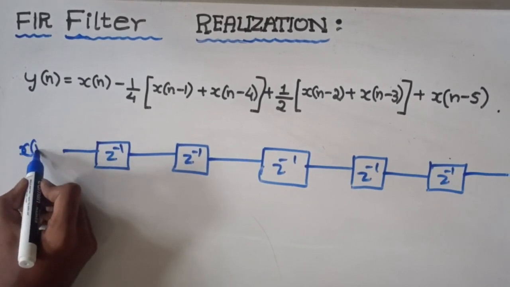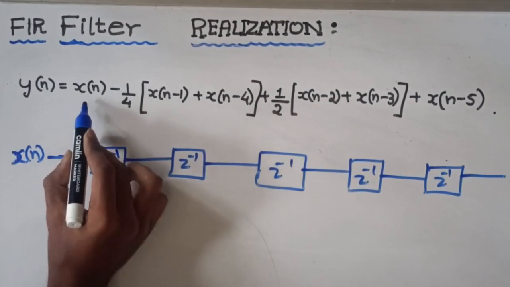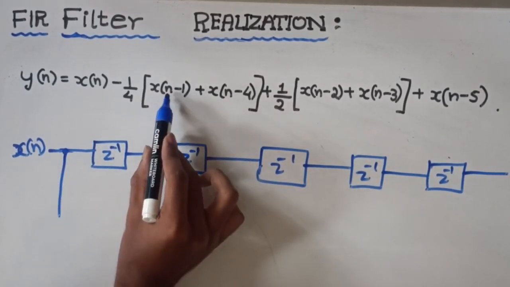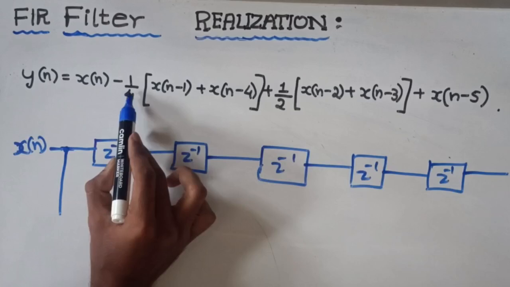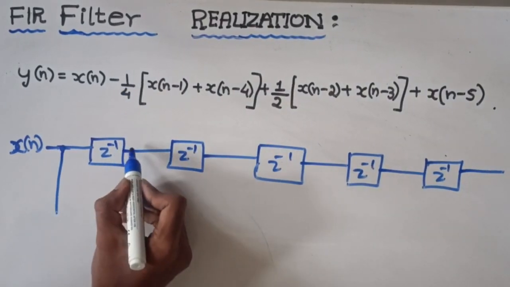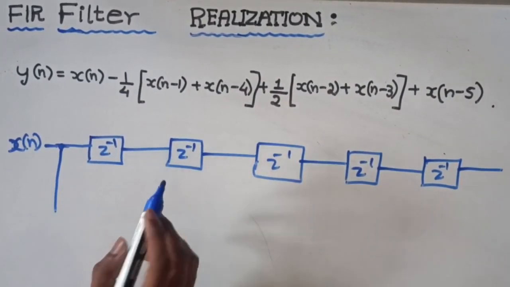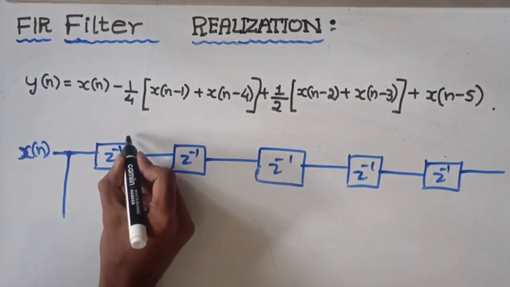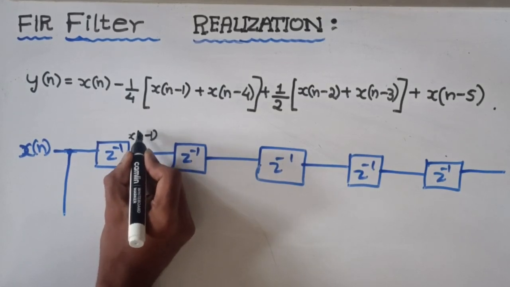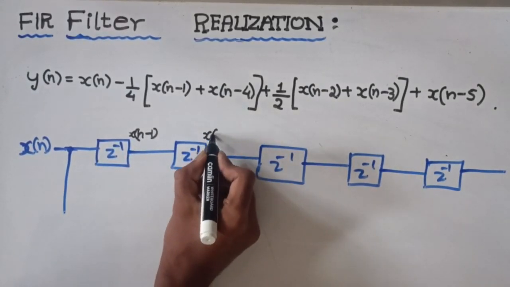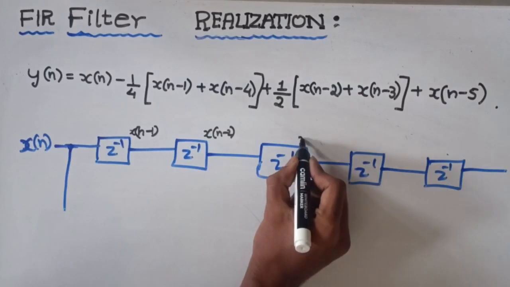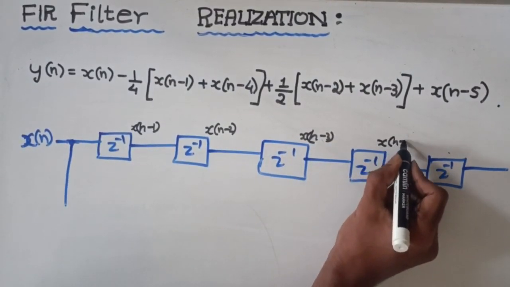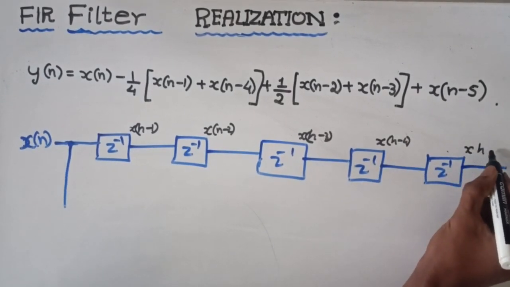This is our input x of n. We have one term x of n. Let us take it. And x of n minus 1 and x of n minus 4 have common coefficient minus 1 by 4. This is our output x of n minus 1. The output after this delay element is x of n minus 1. The output after this delay element is x of n minus 2. Here x of n minus 3, x of n minus 4, and x of n minus 5.